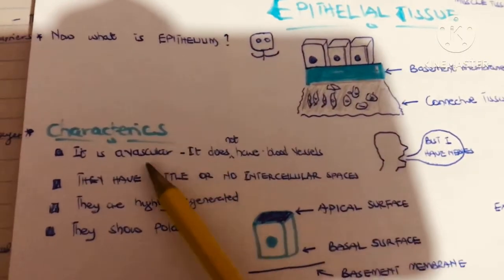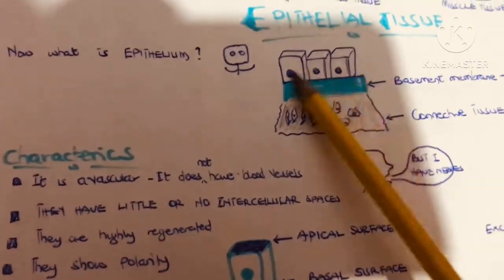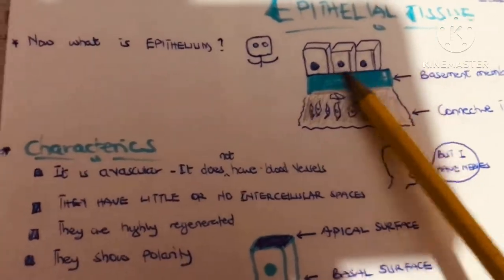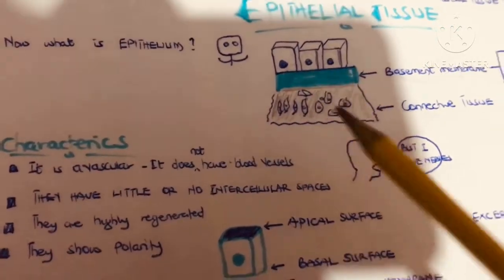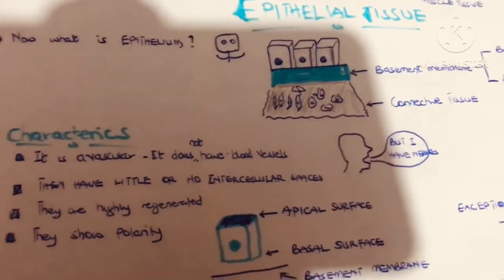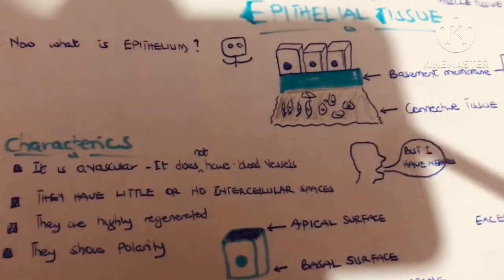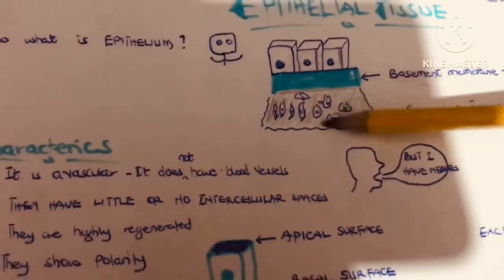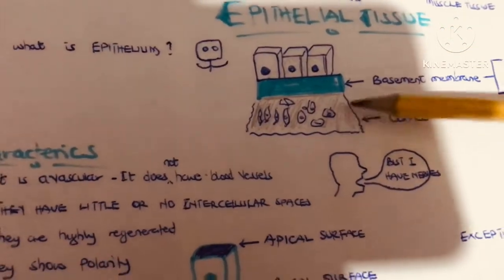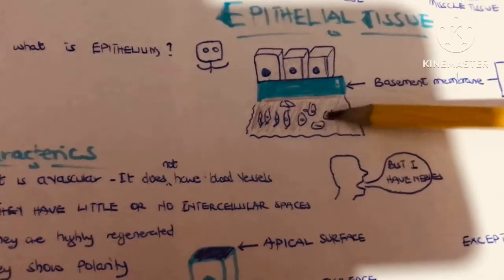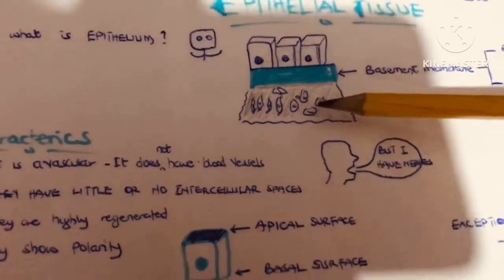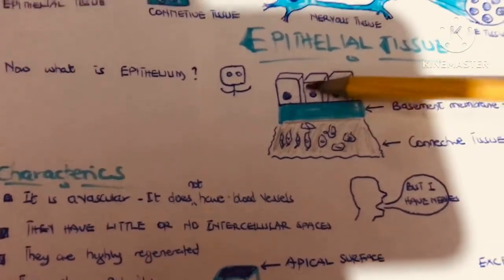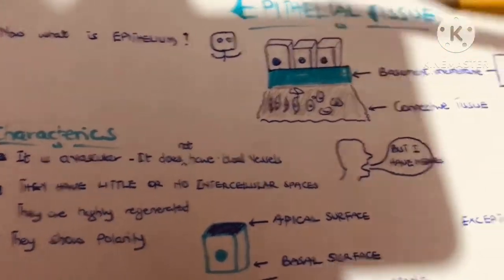They are also avascular. Epithelial tissue doesn't have blood vessels. So epithelial tissues are avascular. They don't have blood vessels. So how do they get their blood supply? I said that beneath every epithelial tissue, there is a connective tissue, and this connective tissue contains blood vessels, and these blood vessels supply the epithelial cells. Hope you understand.